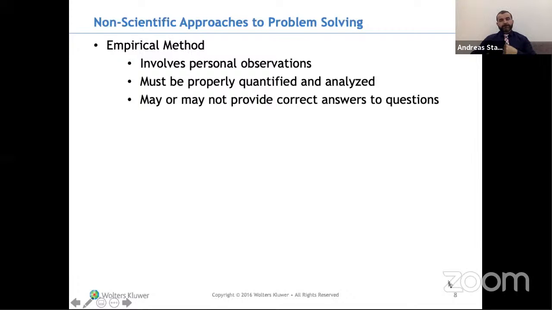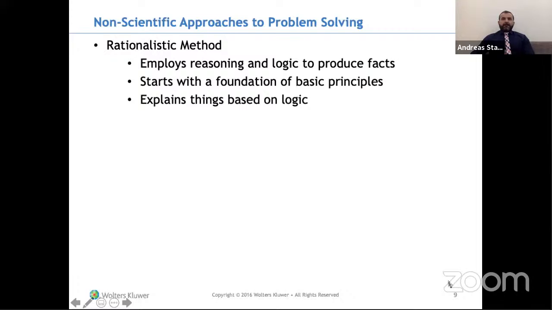That's the empirical method. The rationalistic method comes all the way from philosophy, and it talks about that with reasoning and logic, we can produce facts and we can solve all issues, and logic should be the basis of everything. But not everything is based on logic. Math is. Mathematics are based on logic, and that's great, and that's why logic explains mathematics. But not all issues are based on logic, so it doesn't have applicability as much as they're proposing.